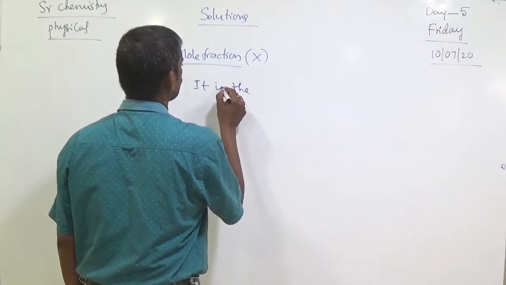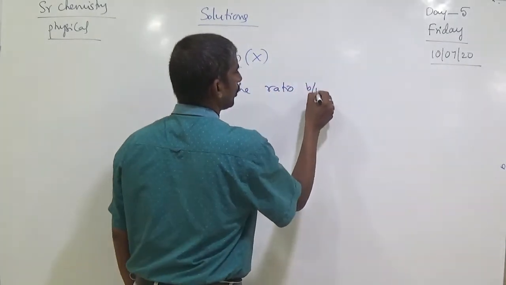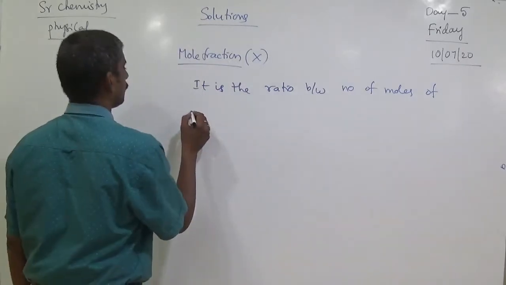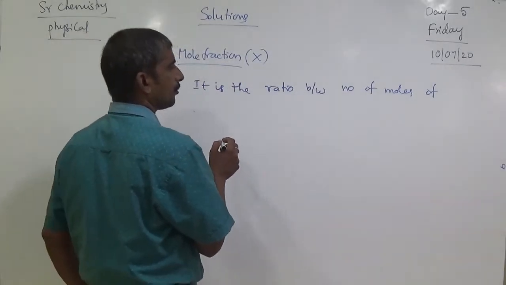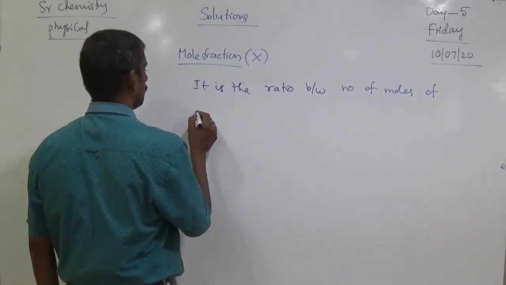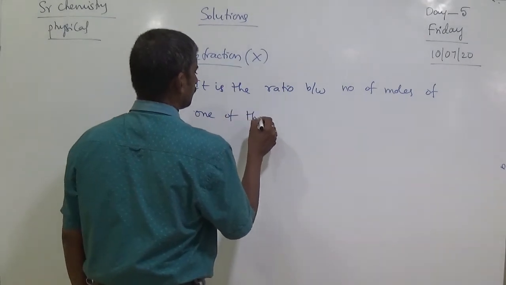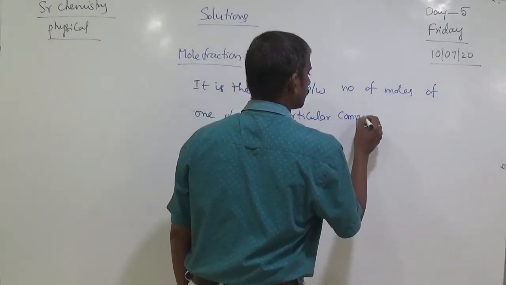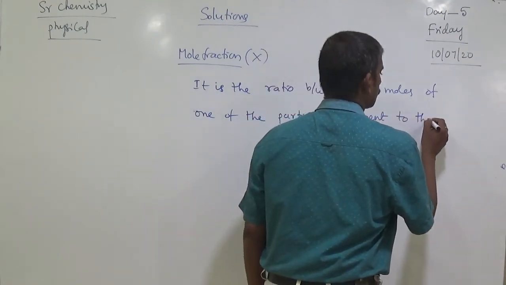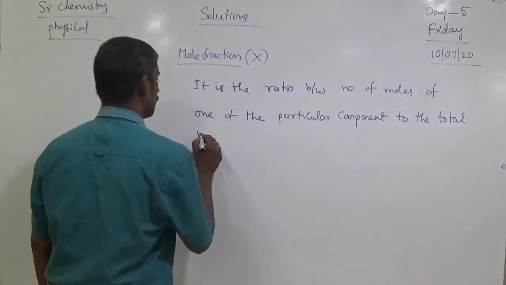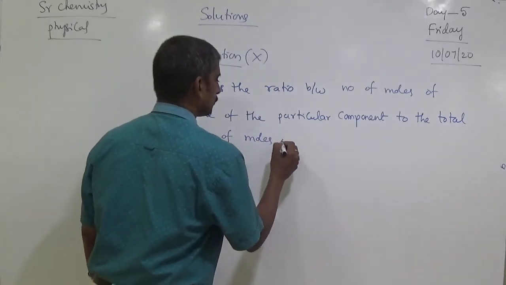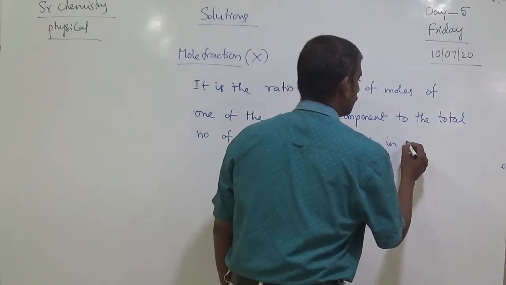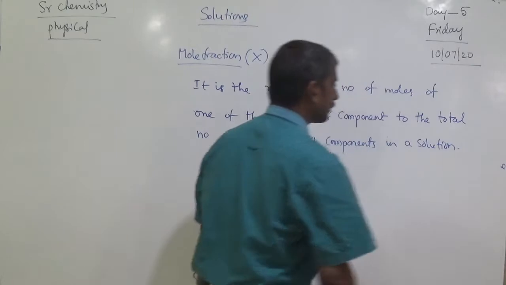It is the ratio between the number of moles of one particular component to the total number of moles of all components in a solution. That is a mole fraction.